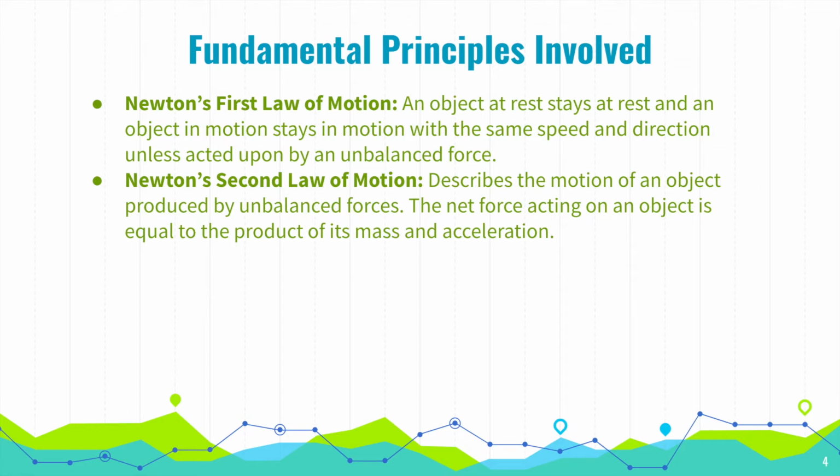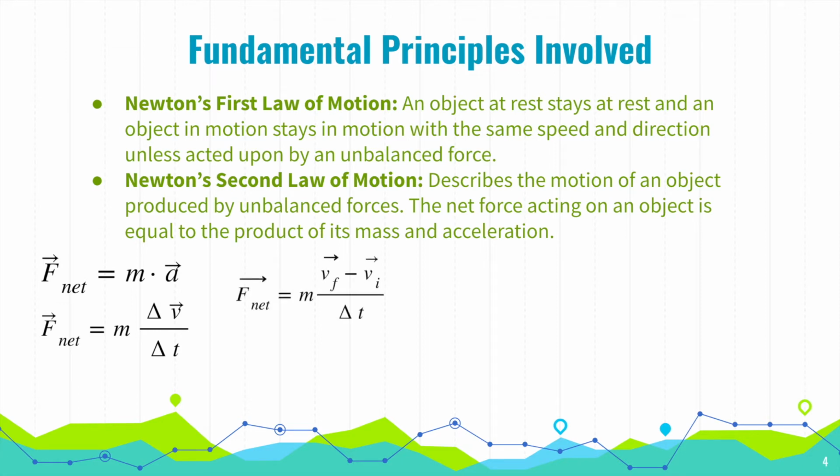Using Newton's second law of motion, we can arrive at several conclusions. So if F net equals mass times acceleration, we know that acceleration equals the change in velocity over the change in time. So we can write that equation as F net equals mass times the change in velocity over the change in time. We also know that the change in velocity equals velocity final minus velocity initial, so we can denote that as well. We can rearrange this formula and come up with an equation for the final velocity of an object, which equals its initial velocity plus F net over its mass times the change in time.